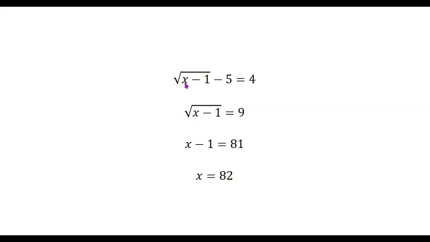If we go back to where we started, 82 minus 1 is 81. Square root of 81 is 9. 9 minus 5 equals 4.